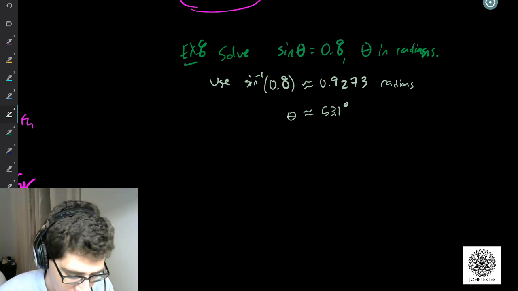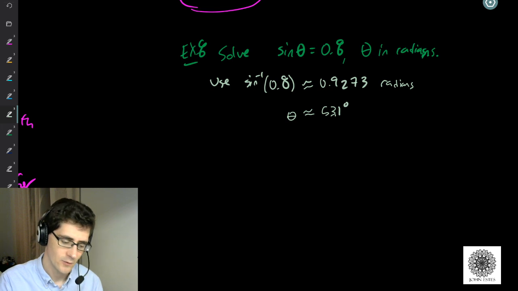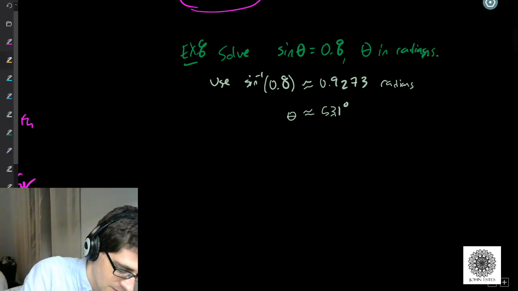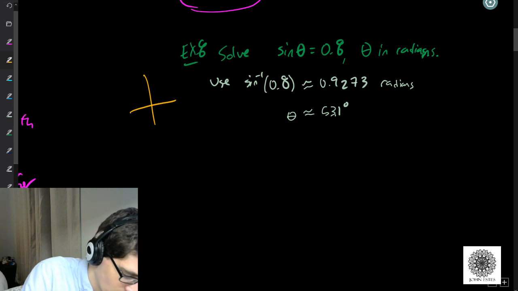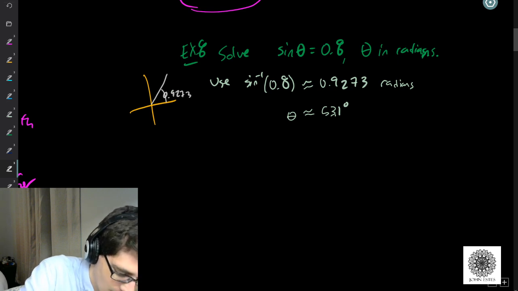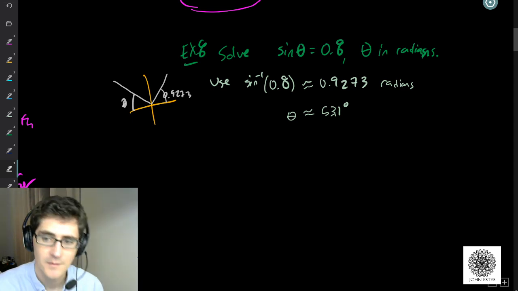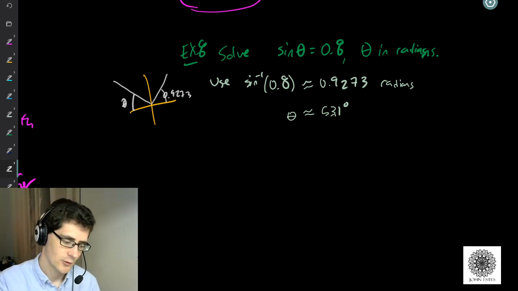Now the thing is, I need to know that's not the only solution, right? This is my quadrant 1 solution. Sine is positive in quadrants 1 and 2. So in quadrant 1, I have this 0.9273 reference angle, I also have a quadrant 2 solution with that same reference angle. I'll call it theta. And so to get my second solution, I need to figure out the quadrant 2 angle.